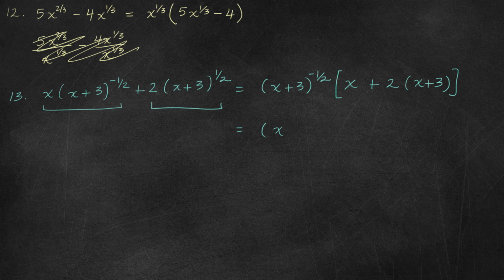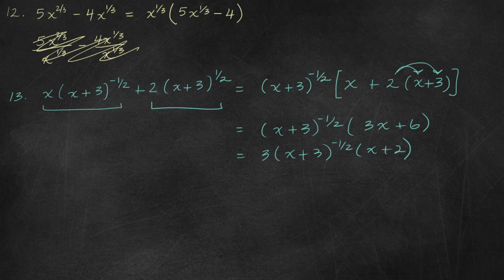And then we have like terms that can be combined. So when I distribute the 2 here, that leaves me with 3x plus 6. Now I can factor out a 3 from there, leaving me with the quantity x plus 2.